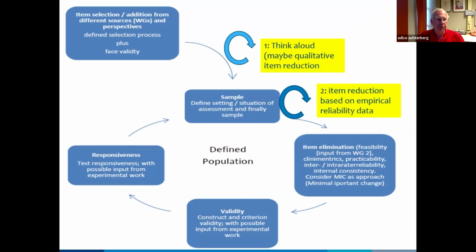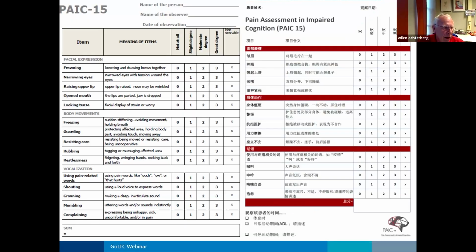So this was the introductory video. Well, what we did, we looked at the items of the scales that already existed. We did item reduction. So we looked at the empirical reliability data. We also did qualitative item reduction. We looked at construct and criterion validity and responsiveness. And then we came to this PIKE 15 scale.